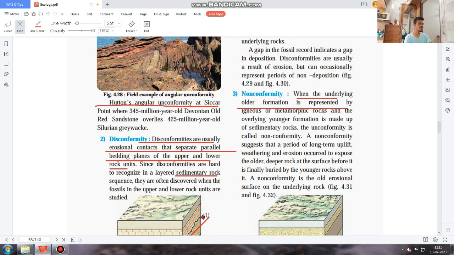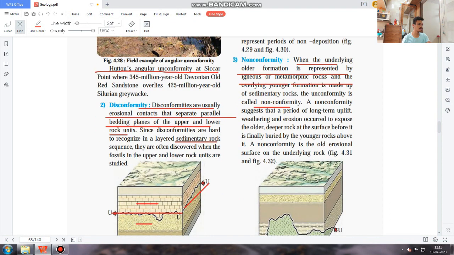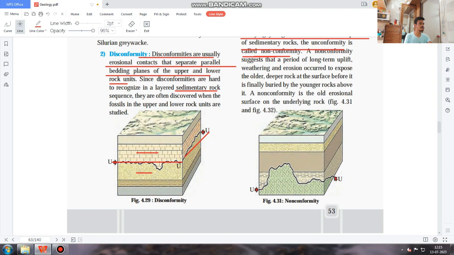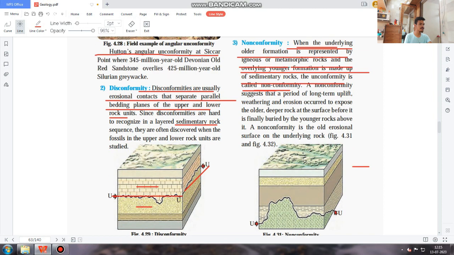Okay, non-conformity: when the underlying older formation is represented by igneous or metamorphic rocks, the unconformity is called a non-conformity. A non-conformity suggests a period of long uplift, weathering and erosion. Okay, so this is the main part. This full thing till non-conformity you have to learn, with the diagram. So remember the diagram.